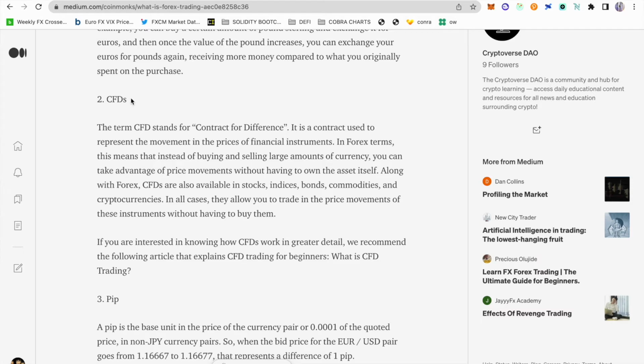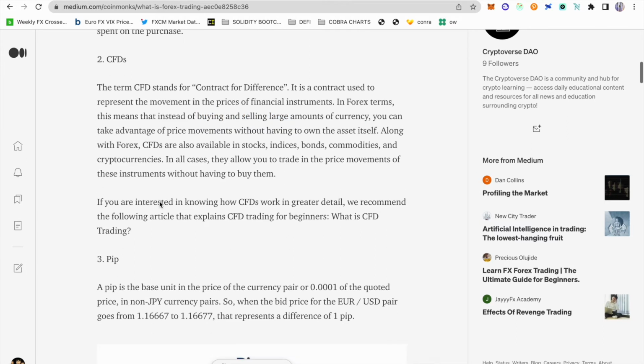Now CFDs is another thing that you're going to hear a lot in the trading circle. So what are CFDs? The term CFD stands for contracts for difference. It is a contract used to represent the movement in the price of financial instruments. In Forex terms, this means that instead of buying and selling large amounts of currency, you can take advantage of price movements without having to own the assets themselves. Along with Forex, CFDs are also available in stocks, indices, bonds, commodities, and cryptocurrencies. In all cases, they allow you to trade on the price movement of these instruments without having to buy them.